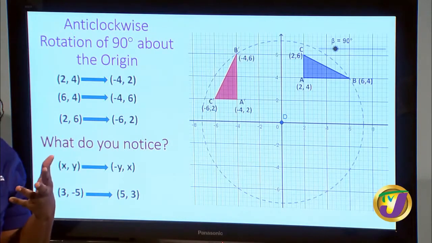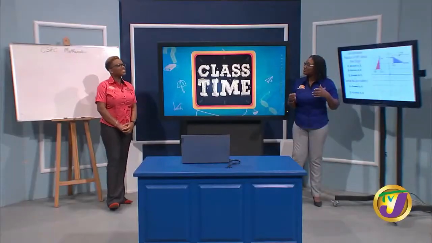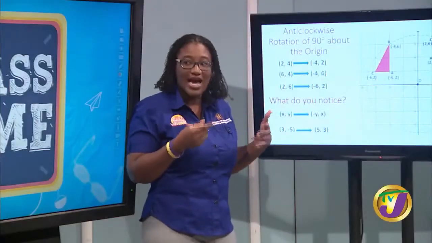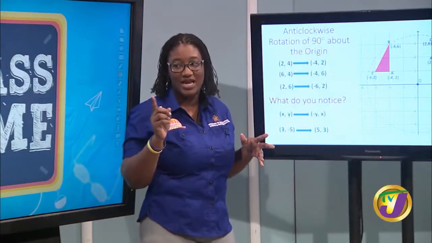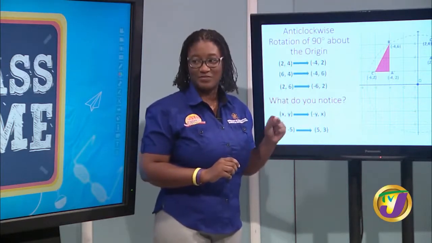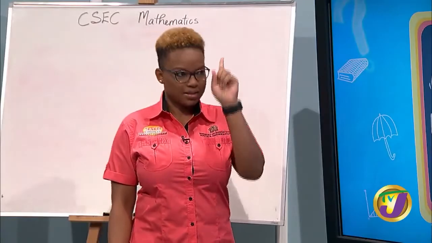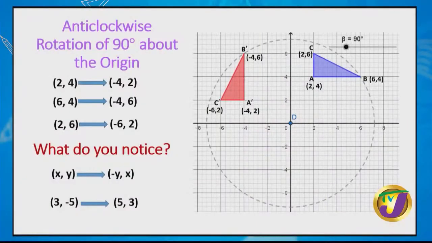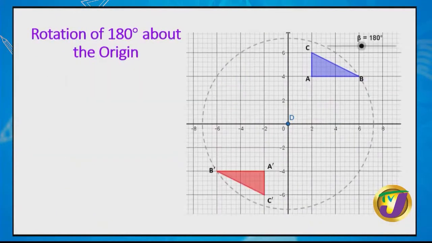So this is an interesting thing that students can use to assist in looking at rotations, only examining if it is being done at the origin, and for this particular angle as well, in this case, a 90-degree anti-clockwise rotation about the origin. What about rotating 180 degrees about the origin?